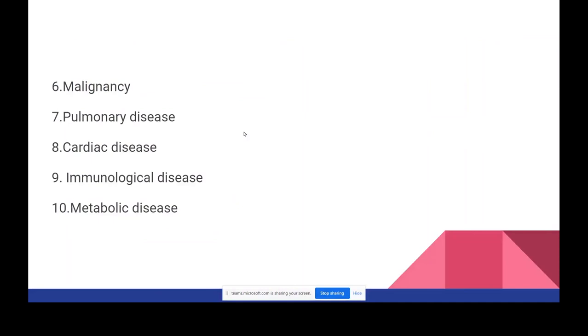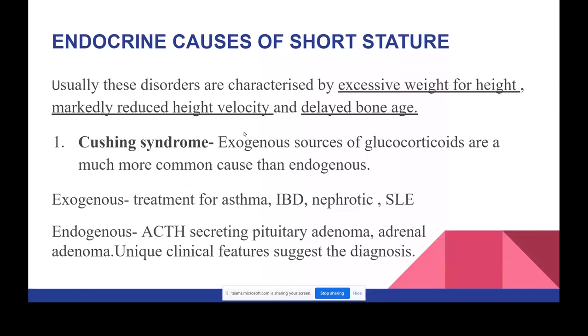And the other chronic or systemic disorders which impede the linear growth of a child, if you name them: malignancy, pulmonary diseases, cardiac diseases, immunological disorders, metabolic disorders, they all can contribute to stunting or impaired linear growth of a child. Now, that is systemic disorders, how they affect the linear growth and result in short stature.